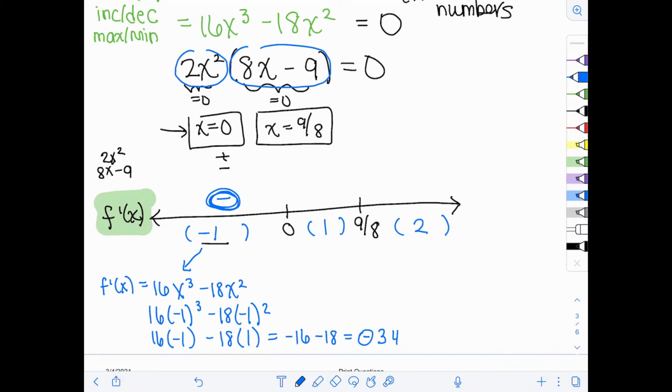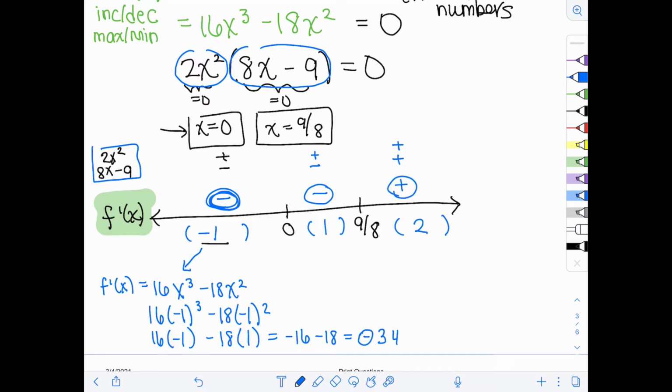And I'm going to keep going by not plugging it in using that first method. I'm going to use the two factors up here. So let's say if I plug in a 1, 2x squared is always positive. 8x minus 9 is going to be 8 minus 9, which is still negative. A positive times a negative is negative. And then going to 2, 2x squared is always positive. 8x minus 9, if I plug in a 2, is going to be positive. So positive times positive is positive.